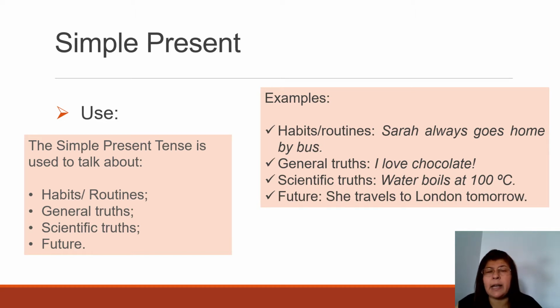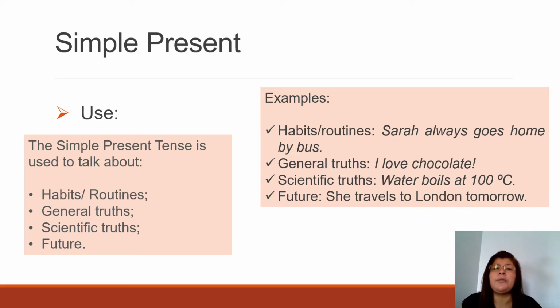Let's see the examples. When we say habits or routines, for example, Sarah always goes home by bus. So you have a routine, a habit. You use the time expression always. What's the meaning of always? Always, sempre. So it means that this is something frequent.